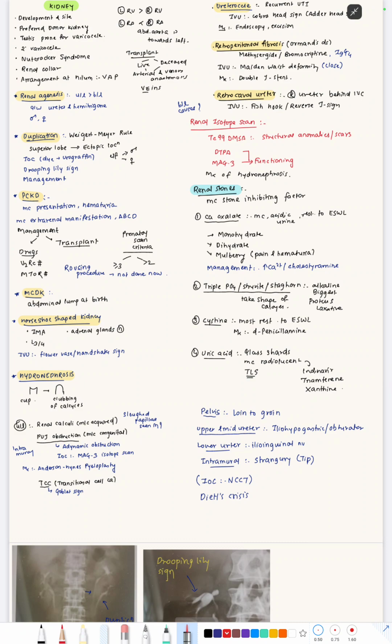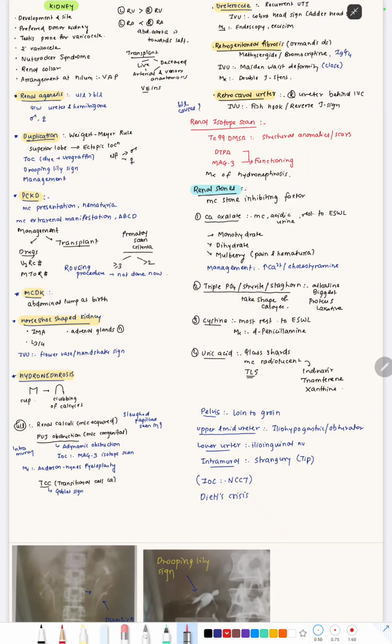Then renal isotope scan. The renal isotope scan most commonly done is the technetium-99 DMSA scan. It tells us about the structural aspects of the scarring inside the kidney, but the DTPA scan or the MAG3 isotope scan is better because it shows the functioning of the kidney as well. Management of hydronephrosis most commonly deals with managing the causes of hydronephrosis, and if the GFR of the kidney is found to be less than 10%, then in that particular case you have to go for nephrectomy.